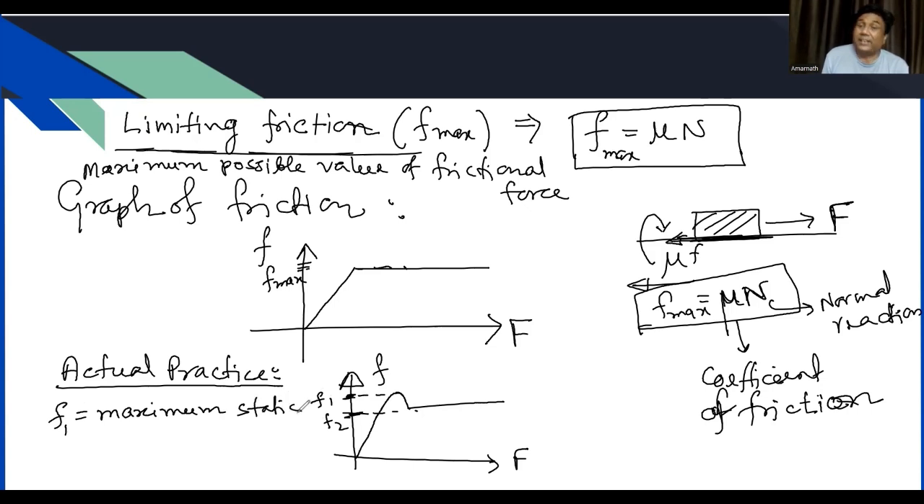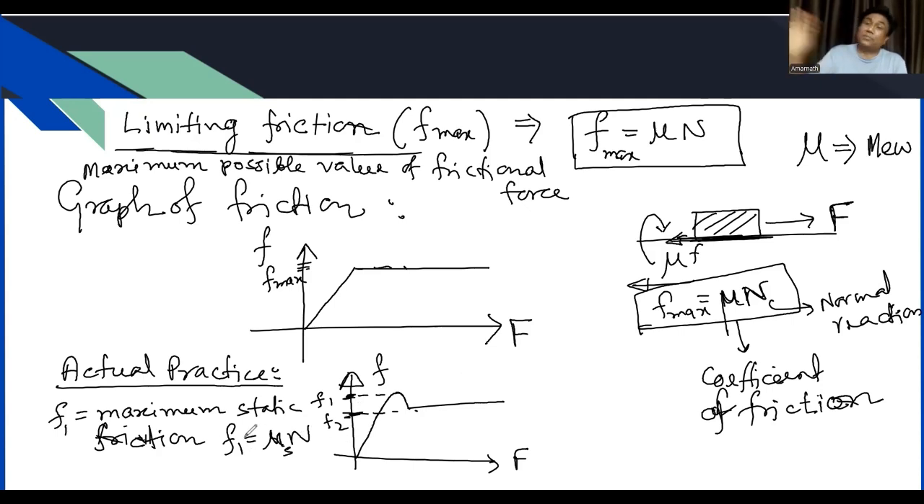Because until that point the car is not moving. Maximum static friction. So here F1 equals mu into N only. This is called mu. The symbol is mu, not m. That is MEW, like that. So F1 is mu into N, but here I write mu s for static. Mu s is a large value. But once the car starts moving, the frictional force drops a little bit.